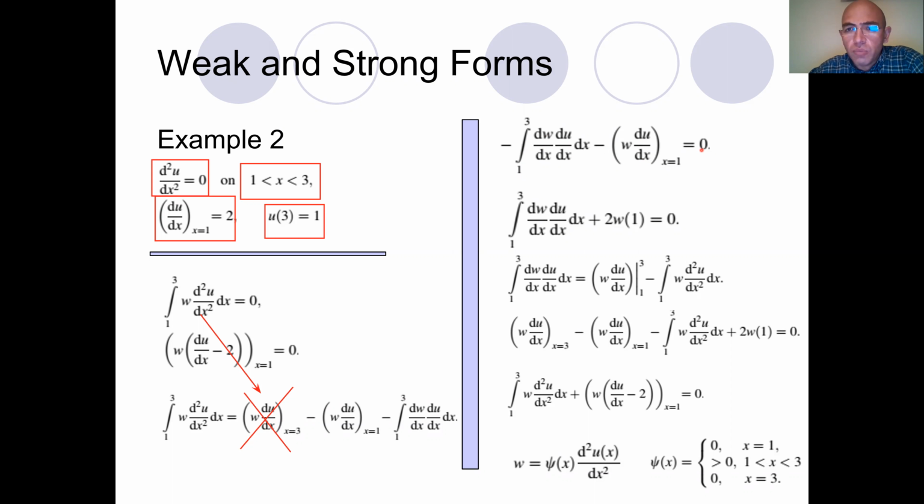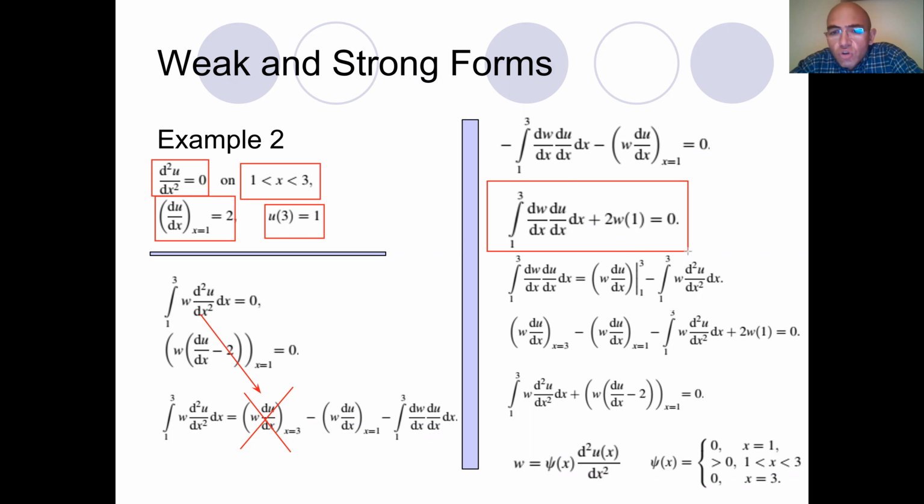Indeed, this is not a bad approximation. Nothing will change if I multiply this expression with minus 1. And then I substitute the value for du/dx. Remember that at x equal to 1, du/dx is equal to 2. And as a result, I'm left with this expression, and this is the weak form for my problem. Okay, so this is how we arrive at the weak form.